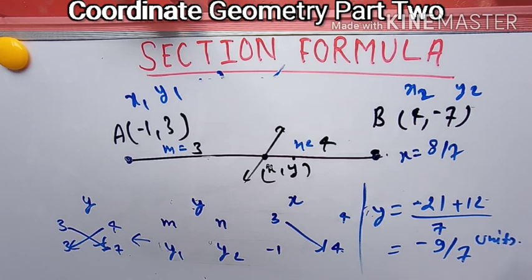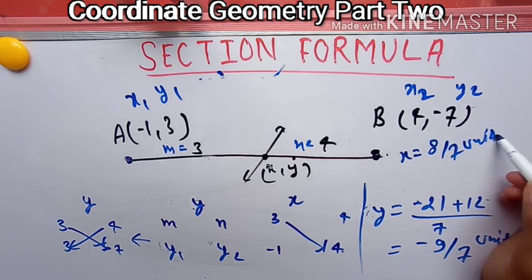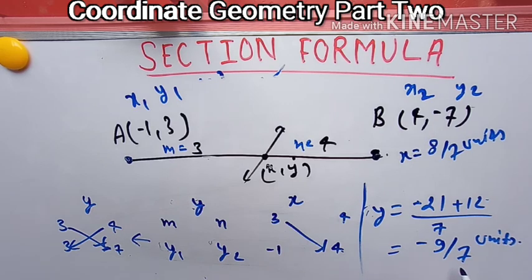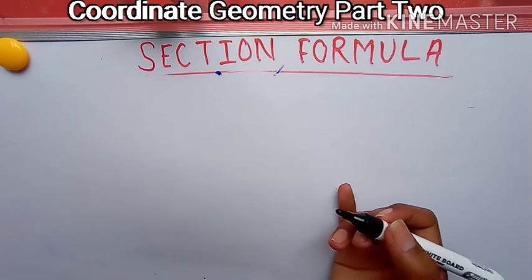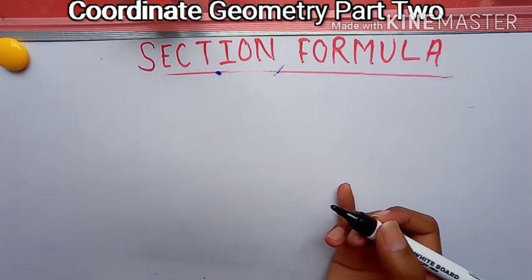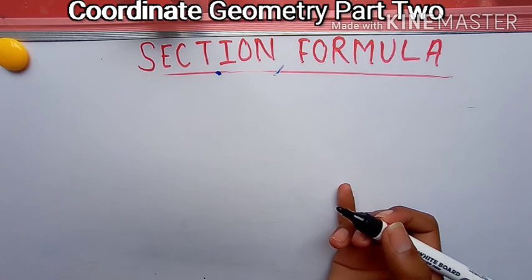So hence the answer is, the required point is, you will write the answer in such a way: x is equal to 8 by 7 units and y is equal to minus 9 by 7 units. This is done. Okay, I will take 2 more minutes to make you a bit closer to this formula.